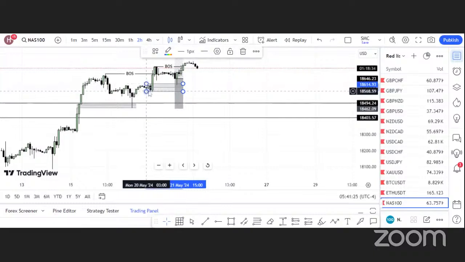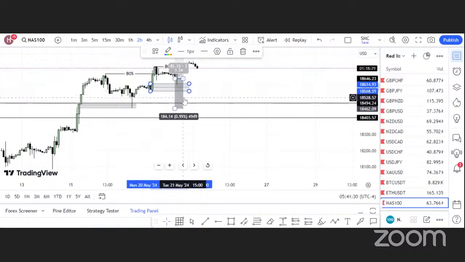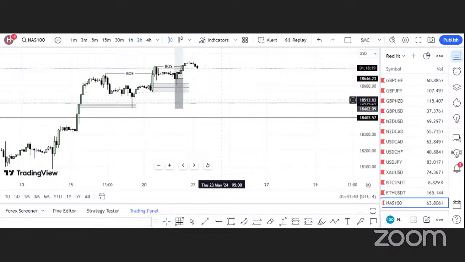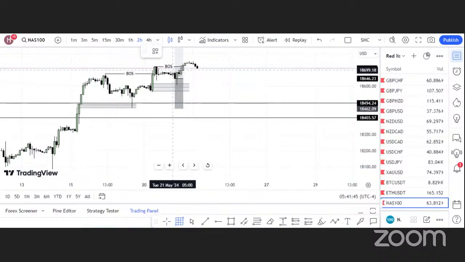Okay, we also have the market pulling back to another block. And after the pullback, the market has been moving bullish ever since. All right. So right now the market is trying to pull back, to make another pullback after this break of structure.